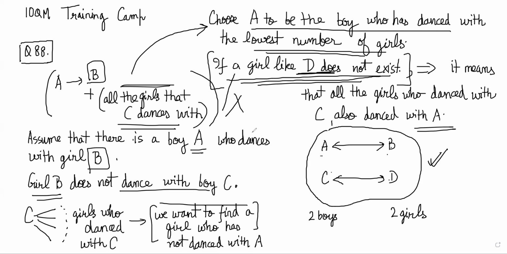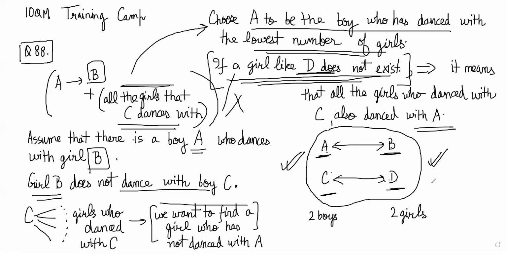What is special about the girl like D? The special part is that she has danced with C but not with A. So that means that has to happen. And then we get a situation where A dances with B, C dances with D, and B doesn't dance with C and D doesn't dance with A. So that proves the existence of two boys and two girls where each of the boys dances with exactly one of the girls. So it is a slightly tricky problem to think about.